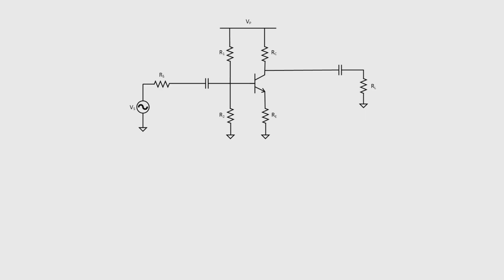Now, obviously, this is not a common base configuration right here. This is a common emitter configuration. The common base configuration basically involves taking the source and moving it over to the emitter side. The signal then is injected into the emitter and passes to the load through the collector of the transistor. In a common emitter configuration, the signal starts at the base and is pretty much just replicated at the emitter, but here in the common base configuration, we're just injecting the signal right at the emitter.